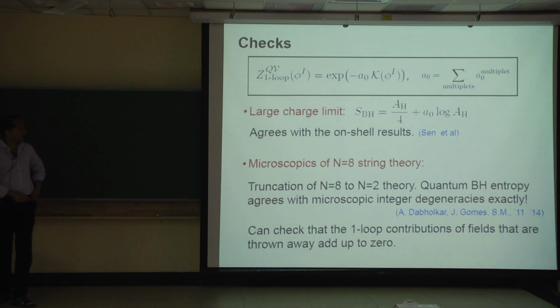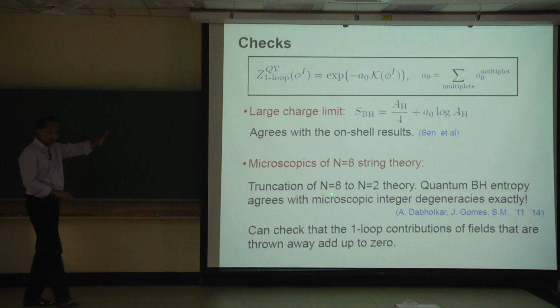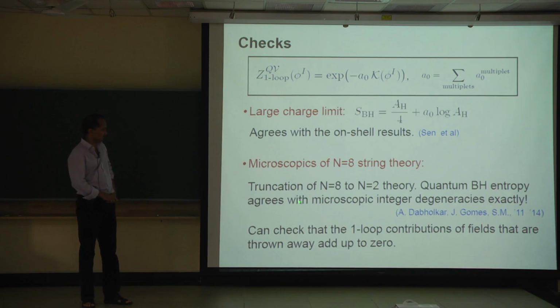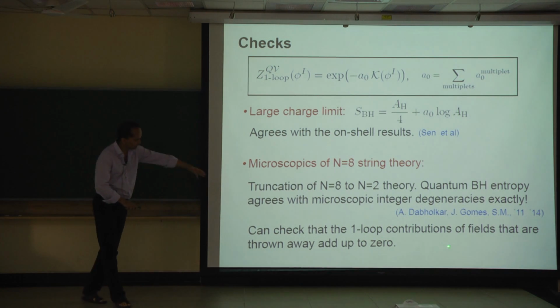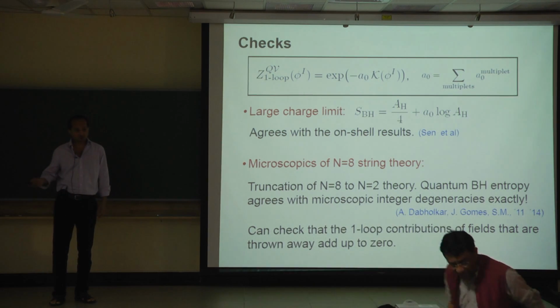Another check you can do is microscopics of N equal to 8 string theory. So in a series of papers with Dabholkar and Gomes, we actually truncated the N equal to 8 supergravity to an N equal to 2 theory. So we threw away a lot of fields, and in that theory, we ran the localization machine using an assumption about the measure, and that gave us, on the nose, integer microscopic degeneracies, after including non-perturbative corrections as well, starting from gravity. And now you can check that indeed the things that we throw away, we're justified to throw away, because the only way they'll contribute is through the one-loop determinant, but they add up to 0. Okay, so that's another check.